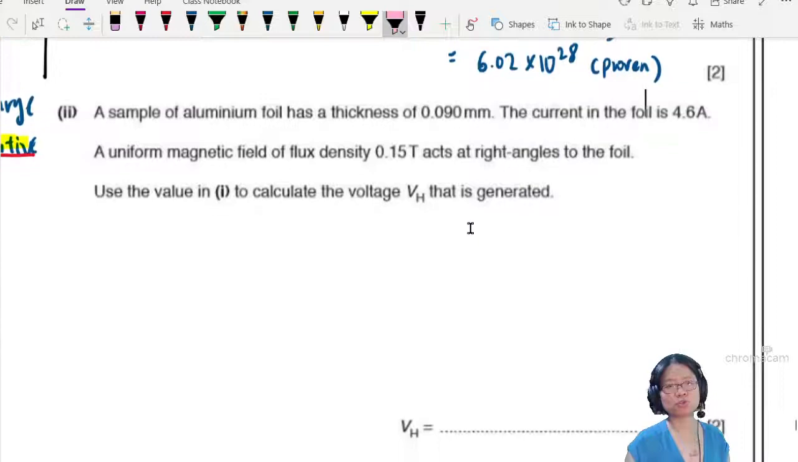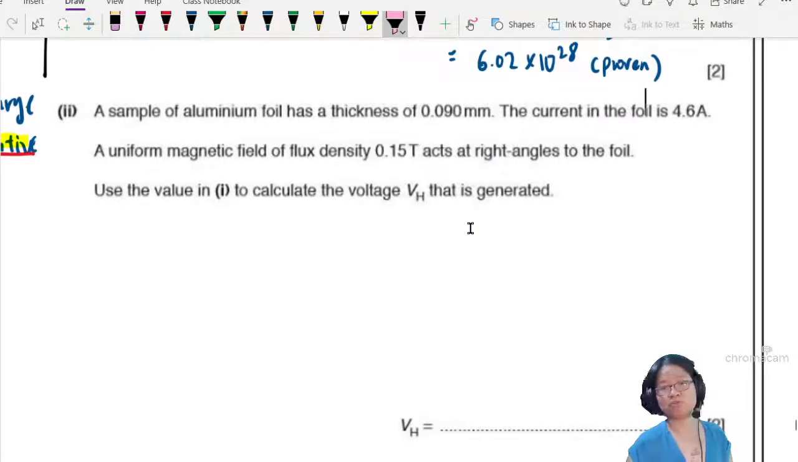Okay, part 2. A sample of aluminium foil has a thickness of 0.9 mm. This is t. The current in the foil is 4.6 ampere. This is I. Uniform magnetic flux density 0.15 tesla, B, at right angles to the foil, very nice. Use the value in 1.